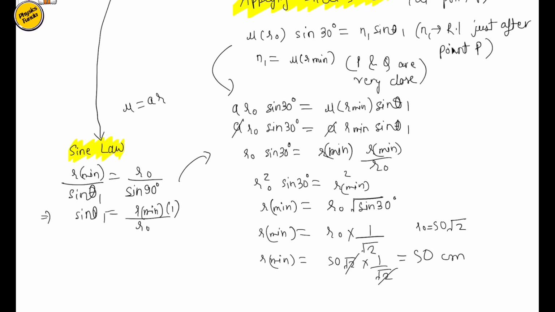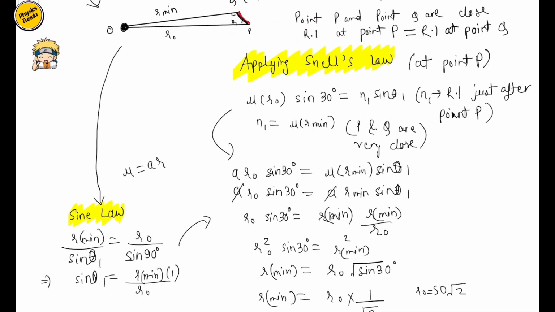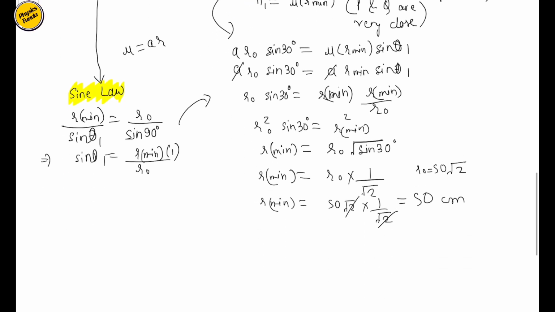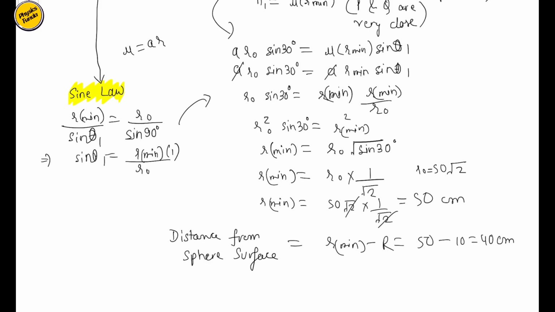But this R minimum value, if you see, was a distance from the center of the sphere, and the radius of the sphere is capital R. So my distance from the sphere surface is equal to R minimum minus capital R. So that's 50, and my capital R was 10, so that's 40 centimeter. So 40 centimeter is the answer. Okay, so in this question, the real game was in taking the correct approximation.